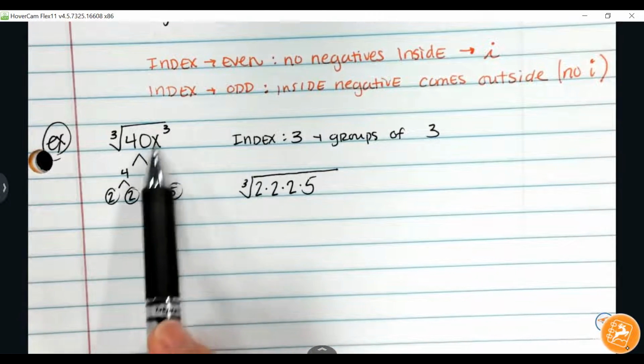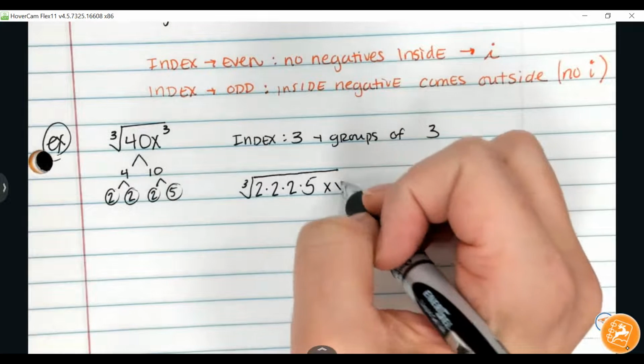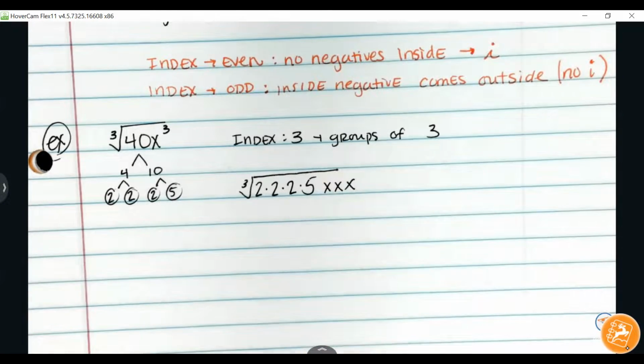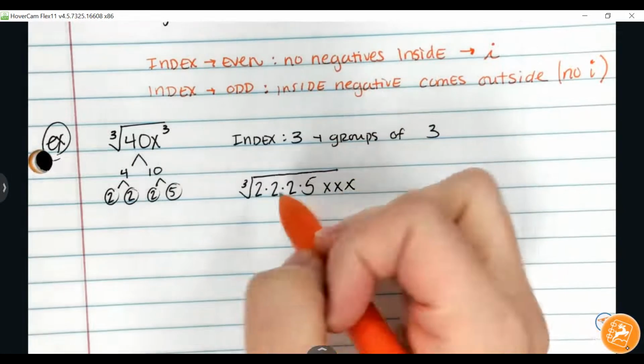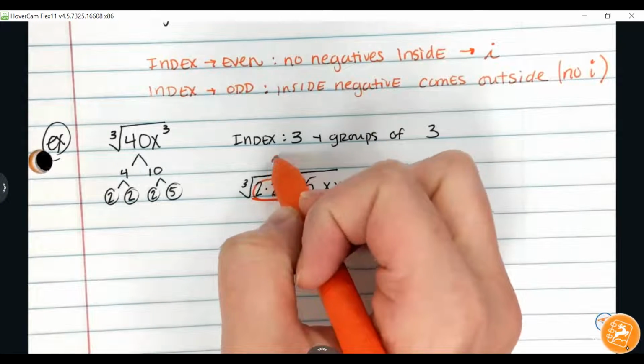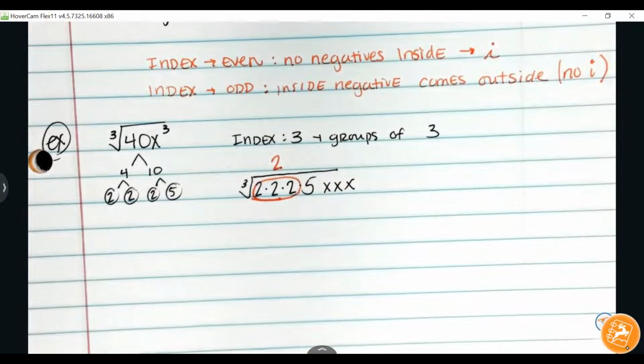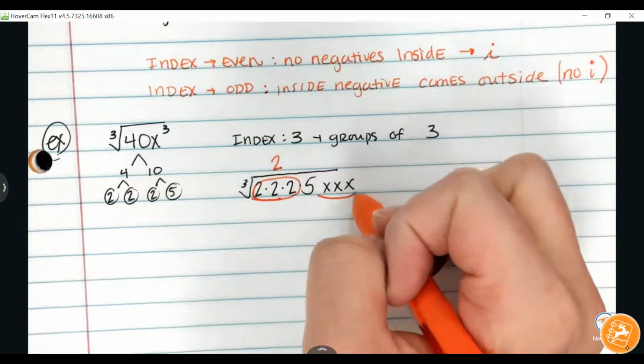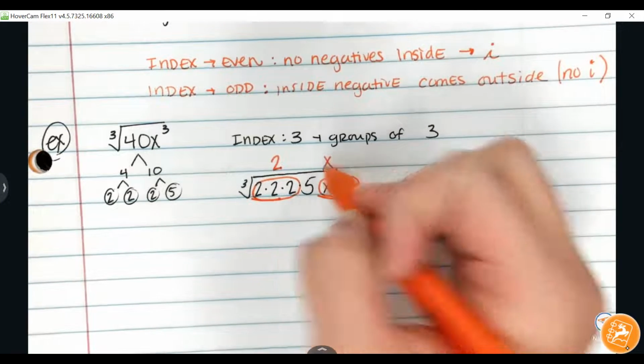And then what else do I have inside? 3 x's. Now, since my index is 3, how many of the same thing do I have to have? 3. So I have to have 3 of a kind in order to take that out. And then I have 3 x's, so I can take that out.